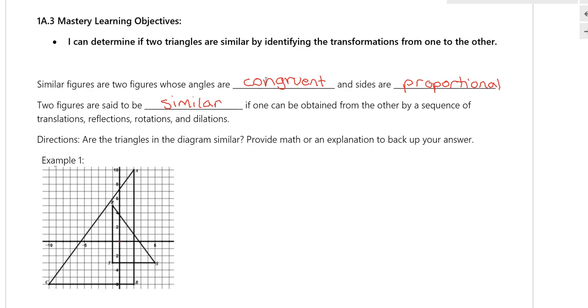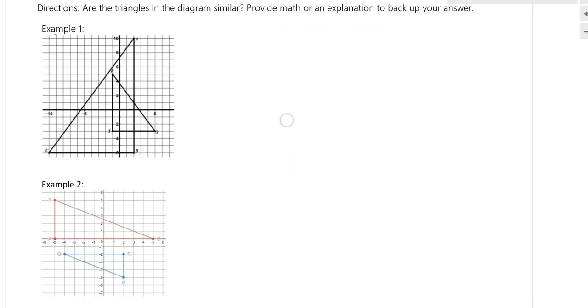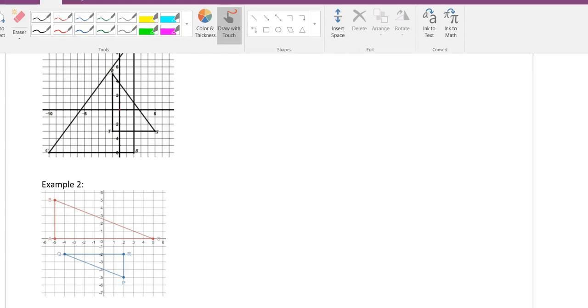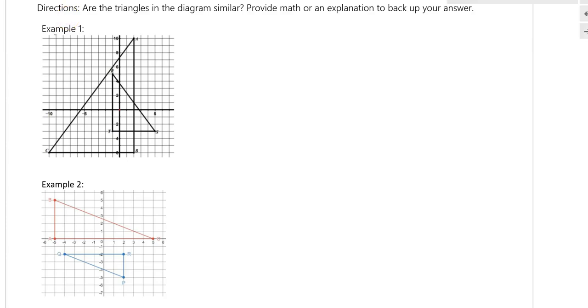So, are the triangles in the diagram similar? Provide math or an explanation to back up your answer. Okay, so looking at this first example, it does not matter which triangle you start with. I'm not going from one to the other, I just need one to match the other. So I'm going to start with ABC, just because it comes first in the alphabet.